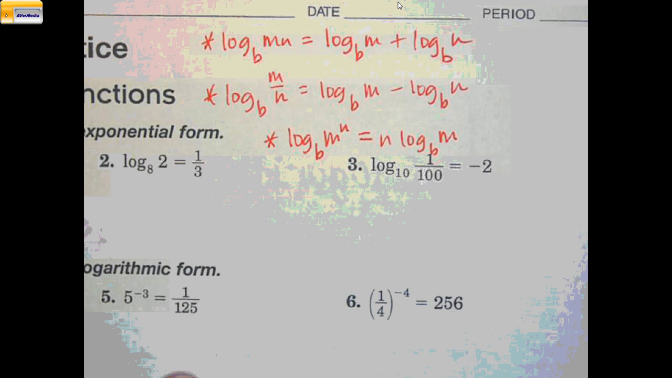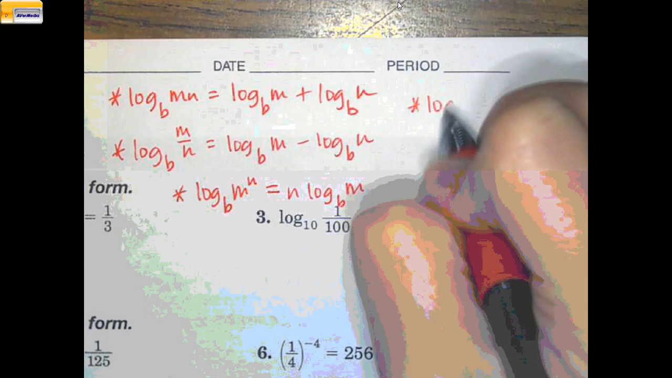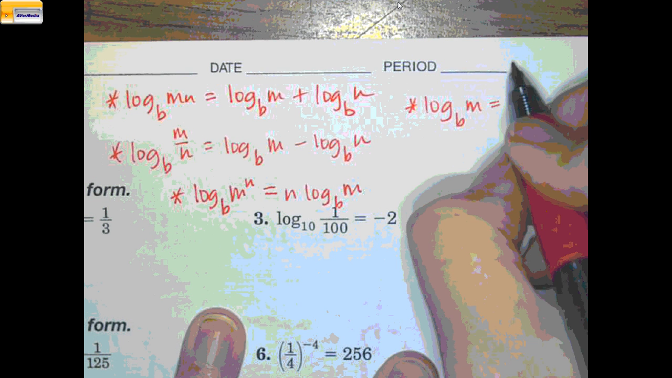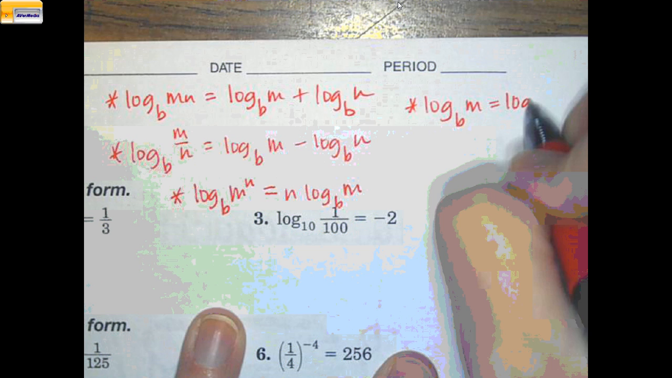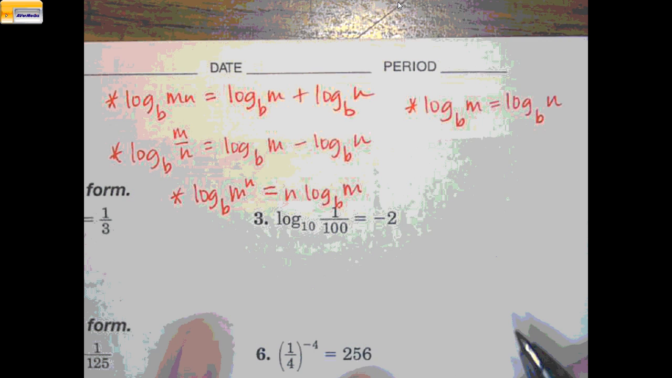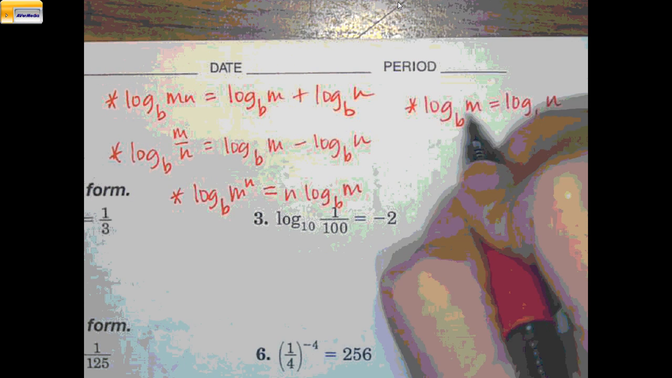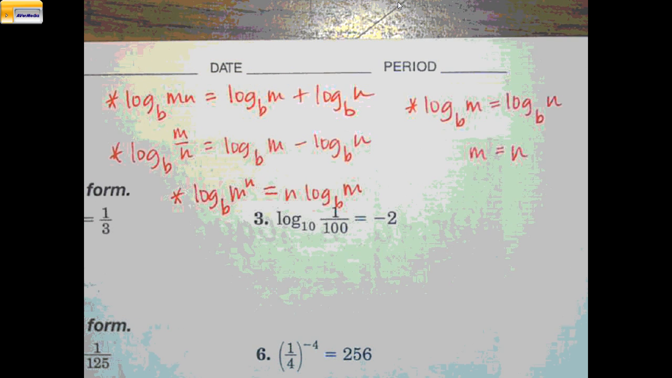One more little law to write down. If you have log base b of m, and it's equal to another logarithm that has the same base, then that means m equals n. You can cancel out the logs.